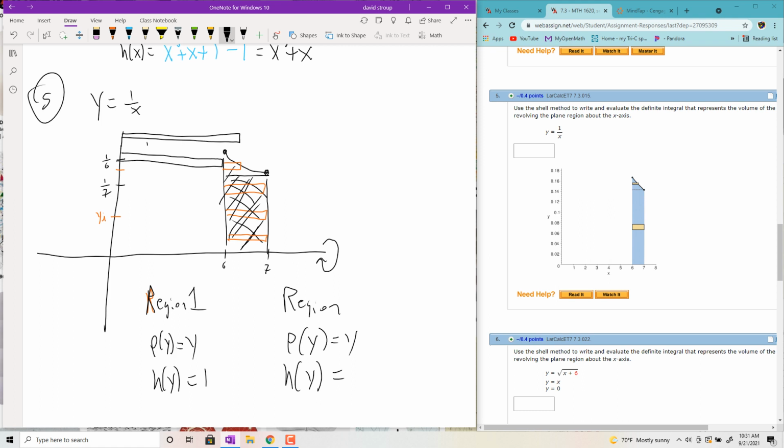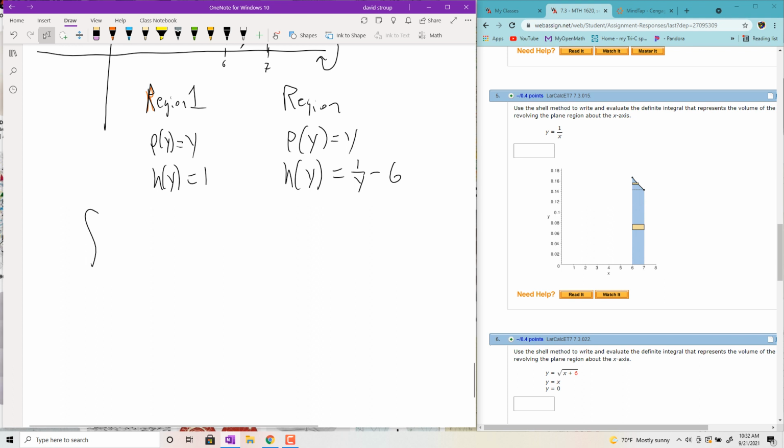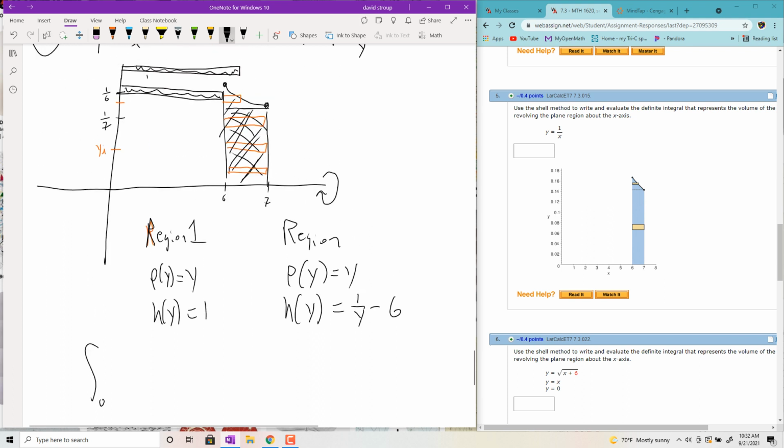Okay, so the height to the curve, I'm going to have to rewrite this. I'm going to have to solve for x, find the inverse of the function, basically. So x would equal 1 over y. So I'll have, for the longer rectangle, 1 over y, this part of it, this distance, 1 over y. And then this distance is just 6, so minus 6. Okay, so I have an integral from 0 to whatever this point is, and this point is at 7 comma 1/7. This point here is at 6 comma 1/6. Okay, so I'm going from 0 to 1/7 at first. That'll be fun to evaluate.